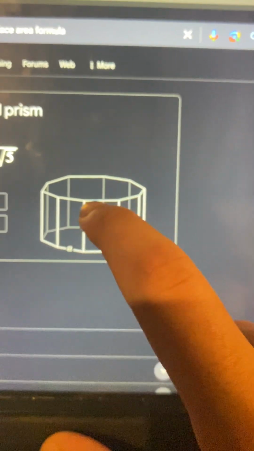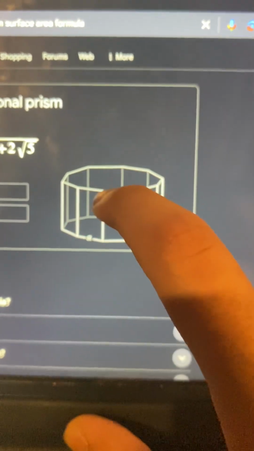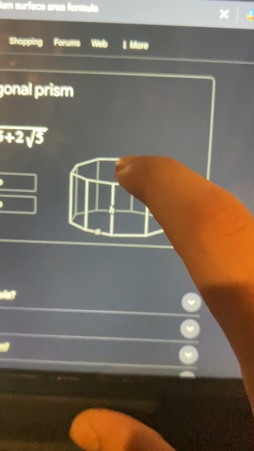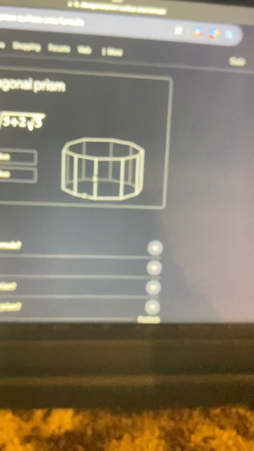So all of these formulas are very complicated, but like I said, remember, split the polygon into isosceles triangles, find the area of one of the isosceles triangles, and multiply that by the number of sides that the polygon base has. Find the areas of those polygons and add them together. Then find the areas of all the lateral faces and add them together. Then find the sum of the areas of the lateral faces and the sum of the areas of the two bases, and add both of these sums together to get the total surface area.